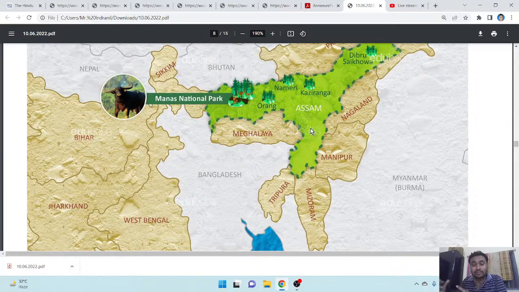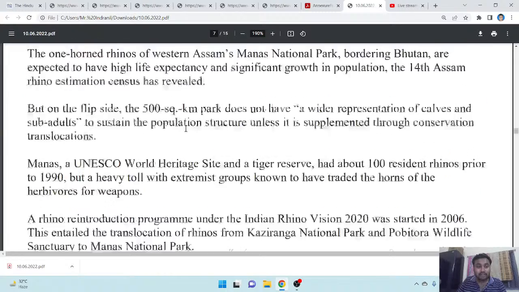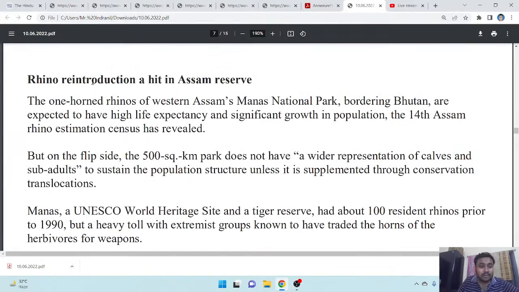Means rhinoceros from Kaziranga National Park or from Pobitora National Park has been transferred to Manas National Park, so that the population of rhinoceros will increase in Manas National Park, as well as the DNA properties or RNA properties, the biological properties of rhinoceros will also diversify in Manas National Park. That's why this is called the reintroduction of rhinoceros in Manas National Park. This is the news: Rhino reintroduction a hit in Assam Reserve.